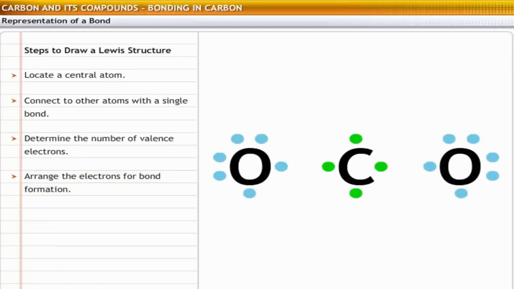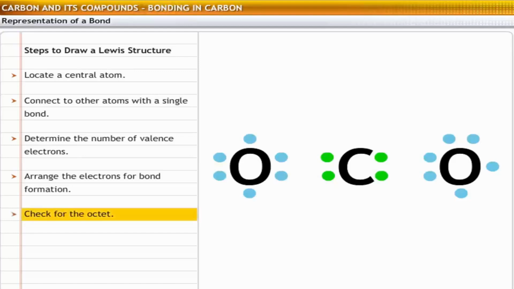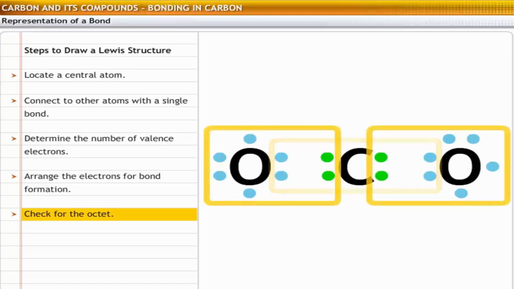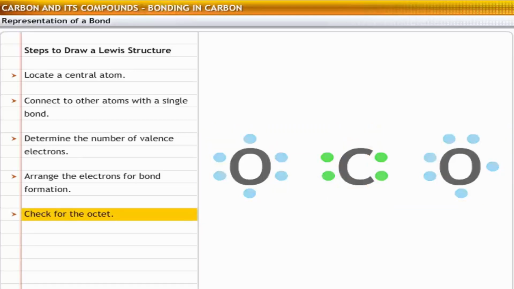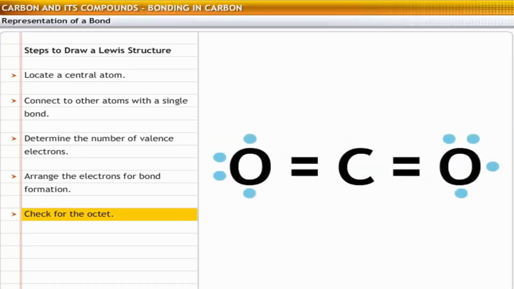As the octet is not complete, move 1 electron per bond per atom to make another bond. In this example, we observed that the octet was not completed. Hence, we move 1 electron for each, and now we see that both the carbon and oxygen atoms achieve the octet by forming a double bond between them.